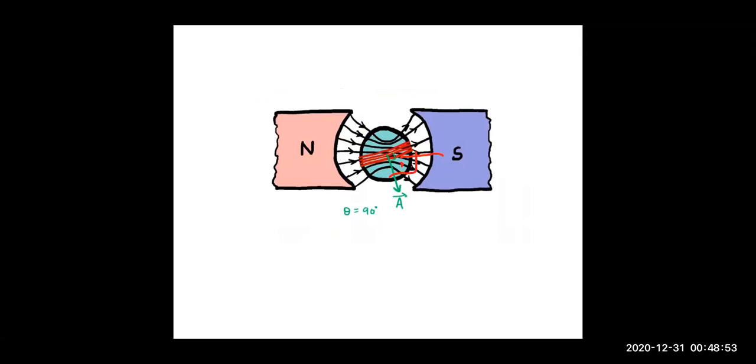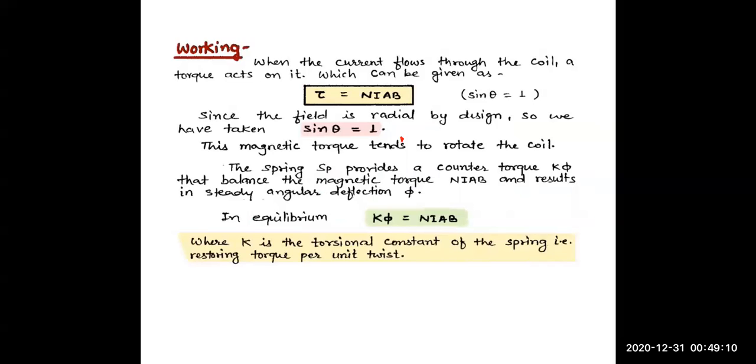Second, in a radial magnetic field, the angle between the area vector A and the magnetic field will be 90. So sine 90 value will be maximum, that is 1, and so the torque will be maximum. That is what we want, right? Now the moving coil galvanometer.